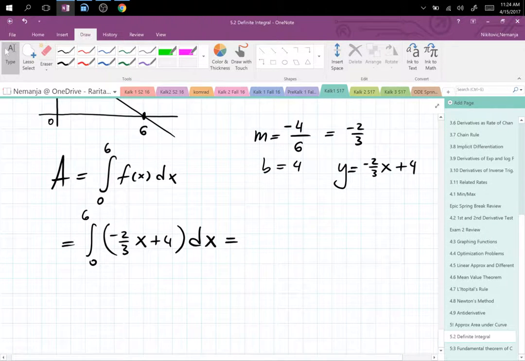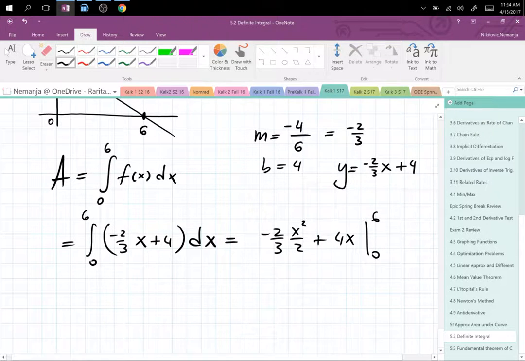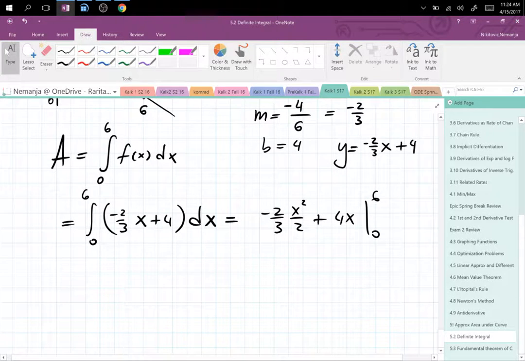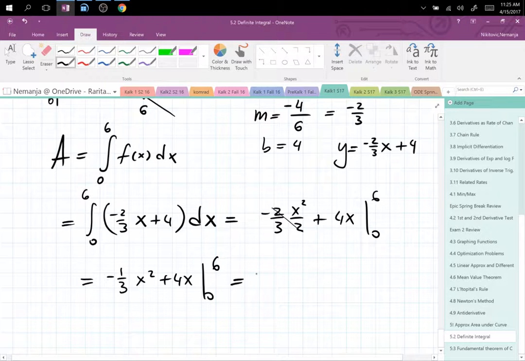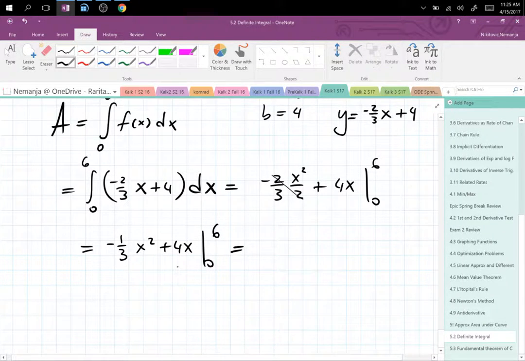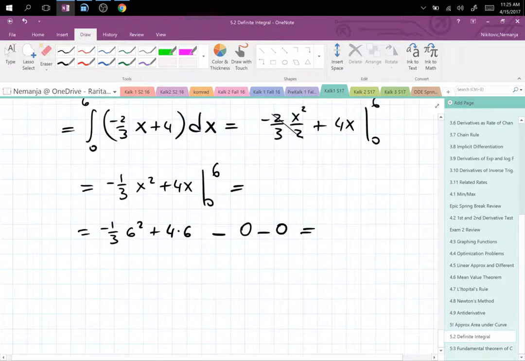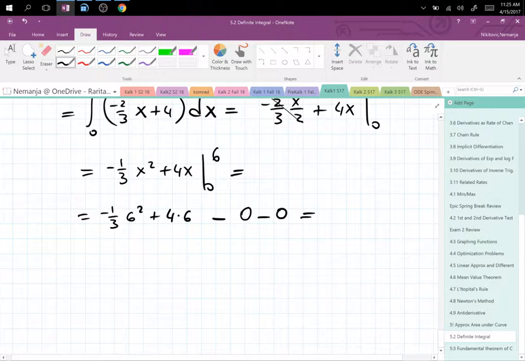So now I'm integrating x squared over 2. So I have negative 2/3 times x squared over 2 plus 4x from 0 to 6. Twos will cancel. I have negative 1/3 x squared plus 4x from 0 to 6. And we know what to do. Plug in 6 first and then plug in 0. So that's going to be negative 1/3 times 6 squared plus 4 times 6, minus just 0, and we don't have to worry about that. So 6 squared is 36, divided by 3 is negative 12, plus 24, and here is your 12.